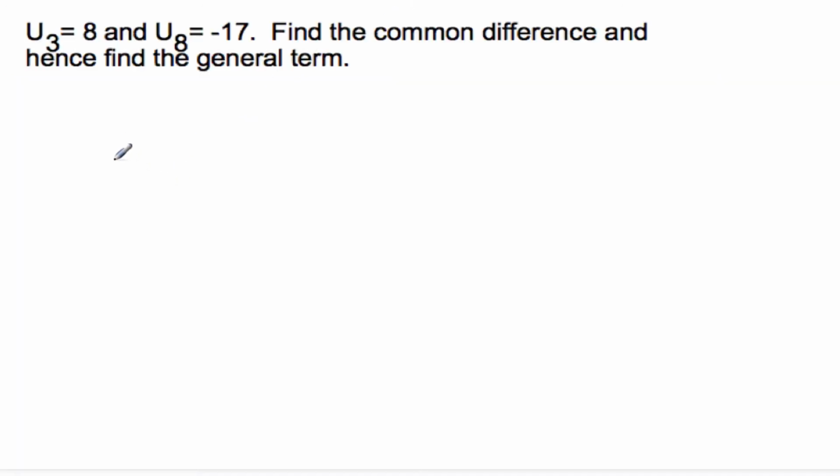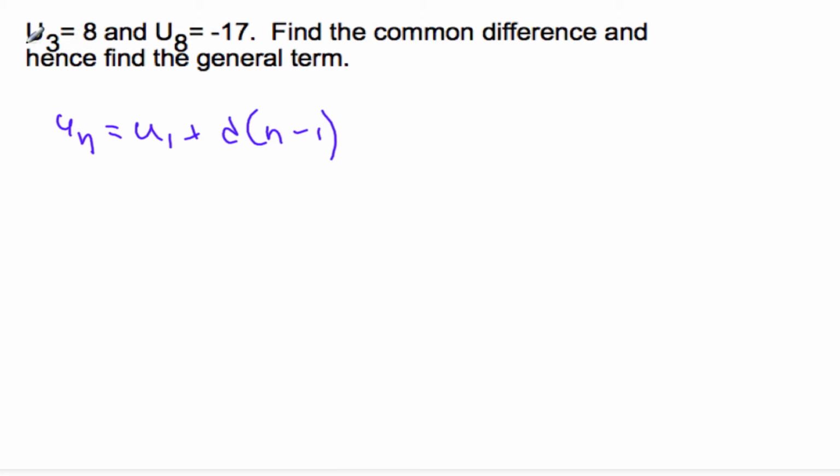Okay, so for this problem here, I have two components, and I want to find the common difference in the general term. Well, I know the general term says Un is U1 plus d(n minus 1). And this is in your IB formula book.